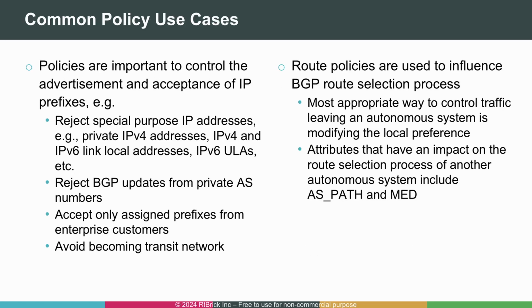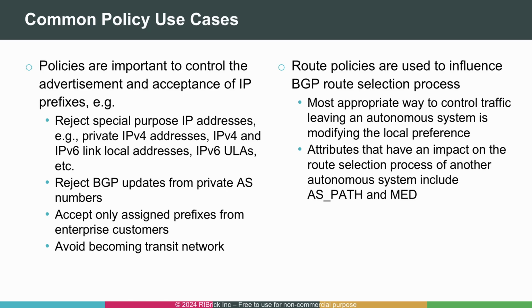Before we dive into some examples, let's quickly summarize the most common ways policies are used in BGP. Policies help control the advertisement and acceptance of both IPv4 and IPv6 prefixes. For instance, they can reject specific IP addresses, such as private IPv4 addresses according to RFC 1918, IPv4 link local addresses, IPv6 link local addresses, or IPv4 unique local addresses.